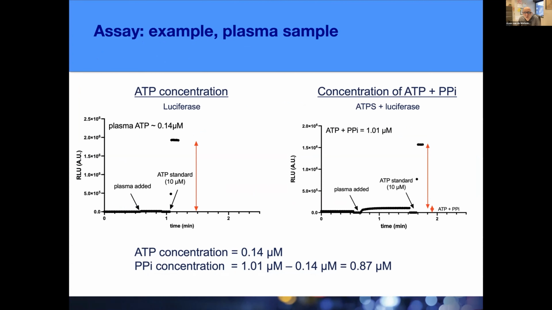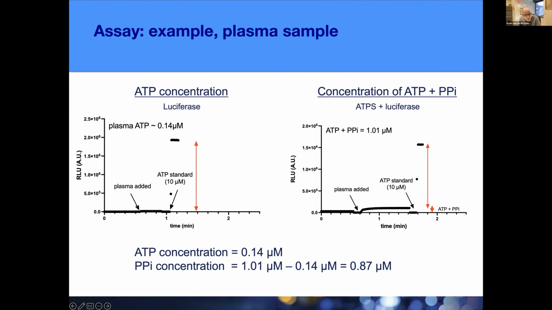And this is an example. You don't have to see all the details. It's just to give some kind of idea how the assay works. This is an example of such an assay. On the y-axis, you can see the amount of light produced in the assay, and on the x-axis, there's a time scale.